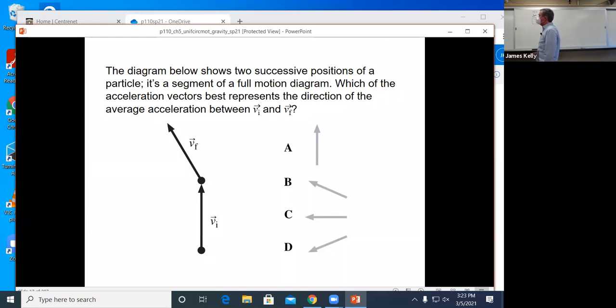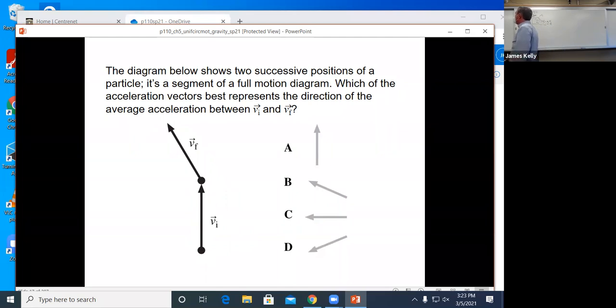Way back when we were first talking about kinematics, back in chapter 3, two-dimensional kinematics. Here's an object. At one instant of time, it's moving vertically, and a little bit later, it happens to be moving at an angle to the vertical. It's going at the same speed, right? The length of the velocity vector is the same.